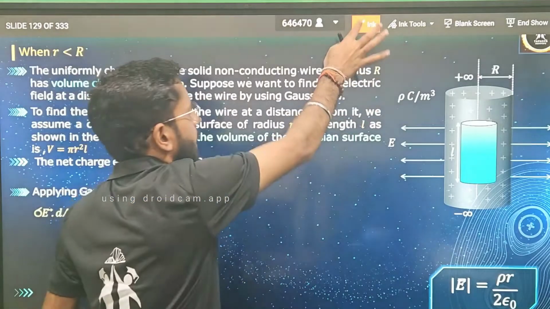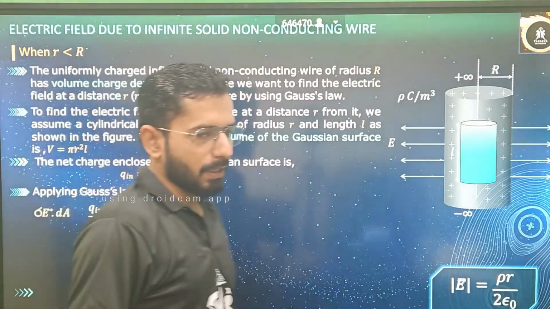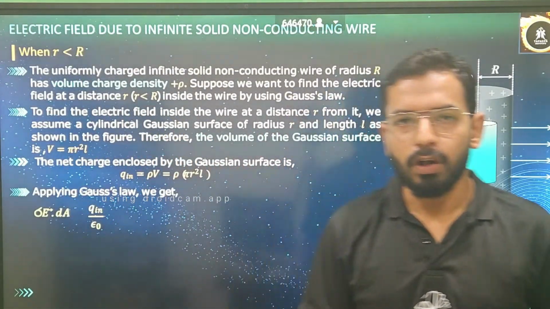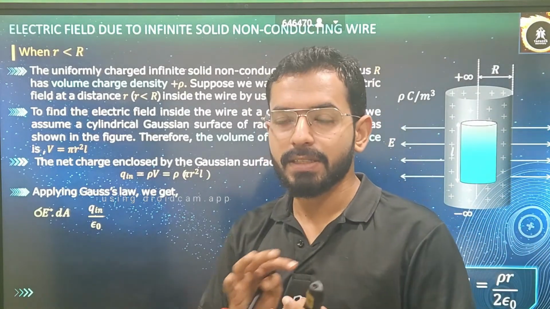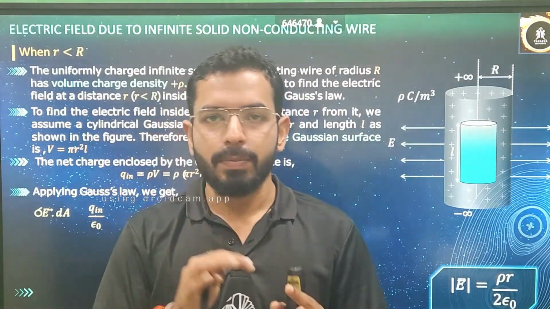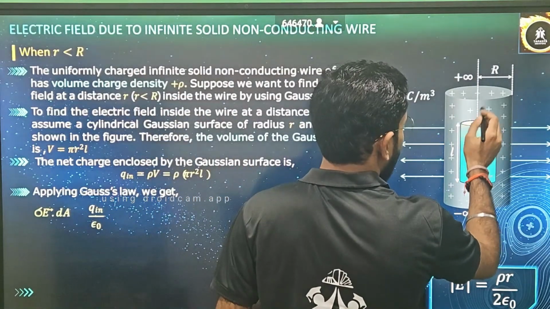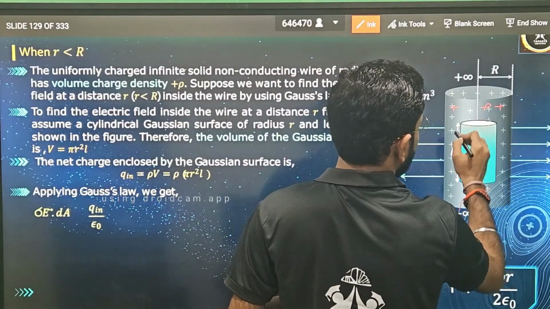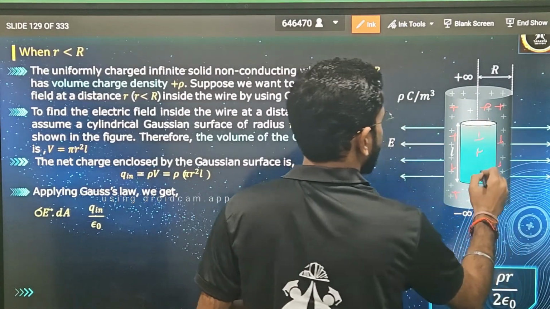First I read the name: electric field due to an infinite solid non-conducting wire. For a non-conducting wire, what can you say? Non-conducting means the charges are not only on the surface; they are completely distributed throughout. This time I will say that charges are present everywhere.